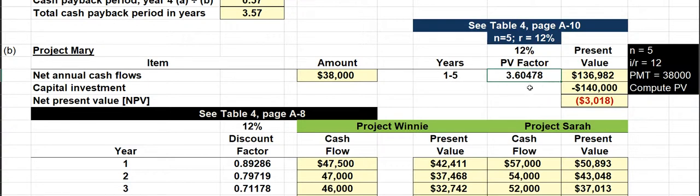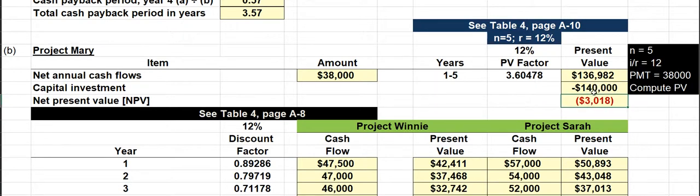The 3.60478 is the value today of $1 invested every year for 5 years at a rate of 12%. So if this is what $1 is worth, then if we multiply it by $38,000, we will get the present value of that annuity, which is $136,682. When we compare that with the initial investment of $140,000, we notice that the difference is negative.